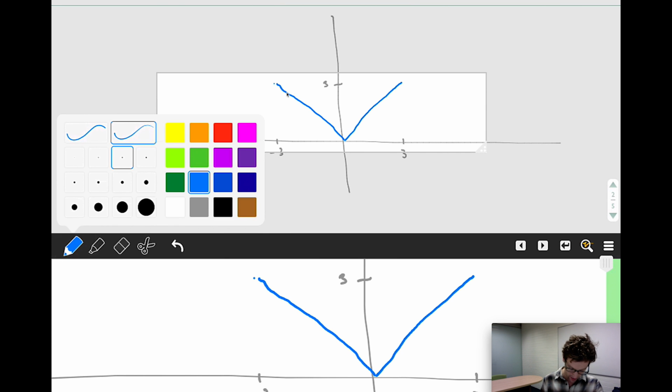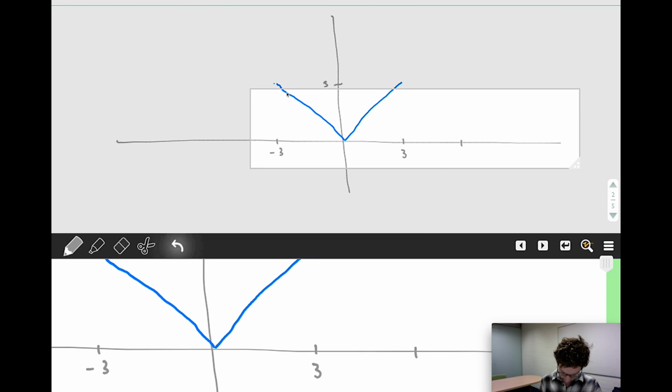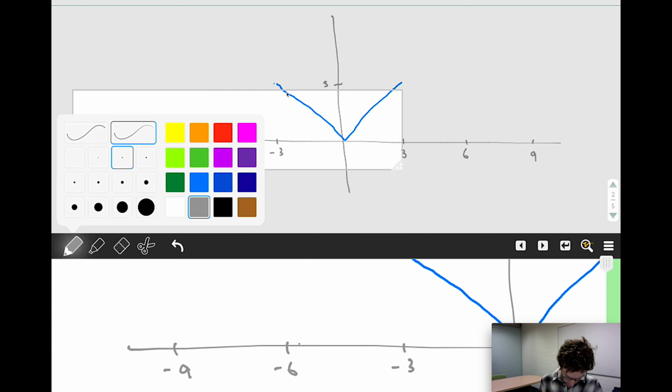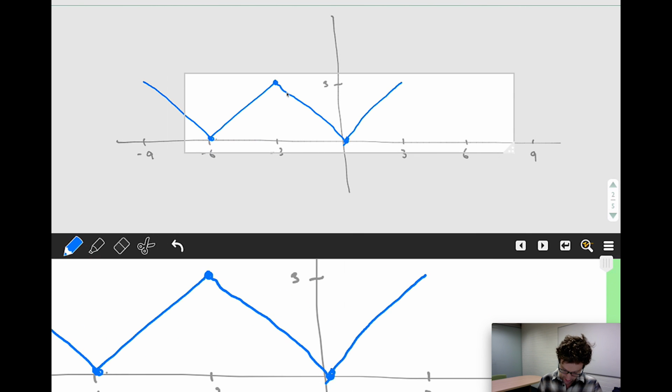And now we're going to pick up that and copy and paste it to create a periodic function. All right, so our function is just going to repeat itself. It's a little zigzag. You can see that there's no discontinuity, so I don't have to worry about open circles and closed circles. The whole function connects up with itself.